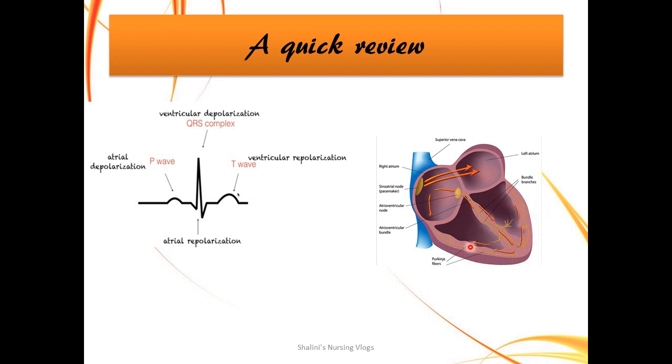and contracts the ventricles. When you look at an ECG strip, this is the P wave, this is the QRS complex, and you have the T wave, which is also a positive deflection. Now, the P wave represents contraction of the atria, which is called atrial depolarization. The QRS complex represents ventricular depolarization, that is contraction of the ventricles. The T wave, if you look at this picture, represents ventricular repolarization, which means relaxation of the ventricles.